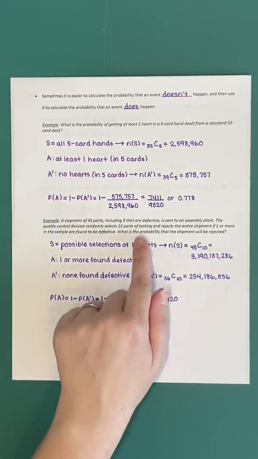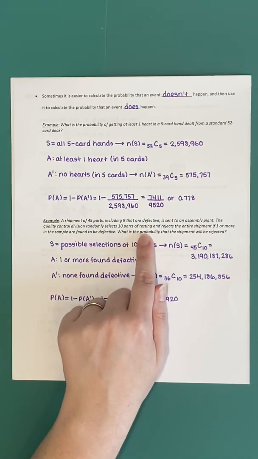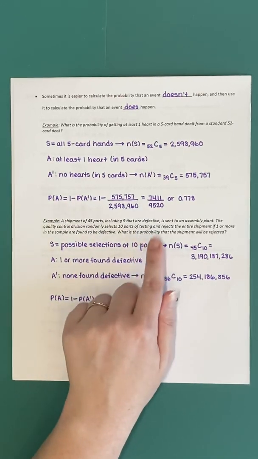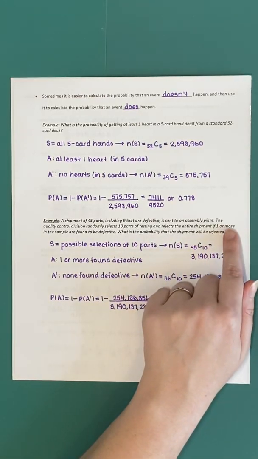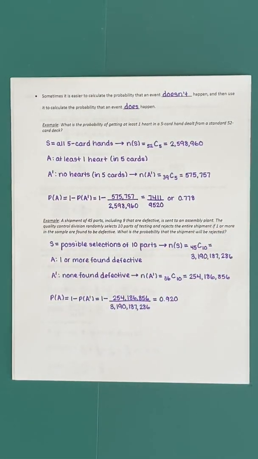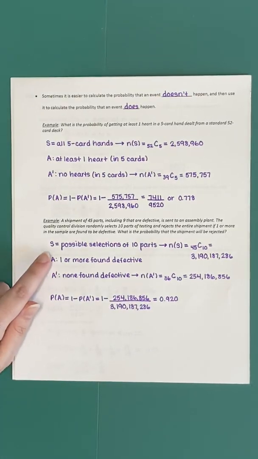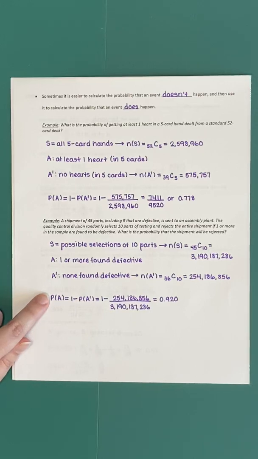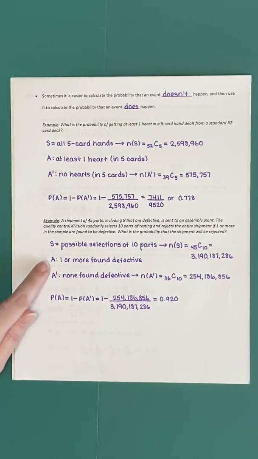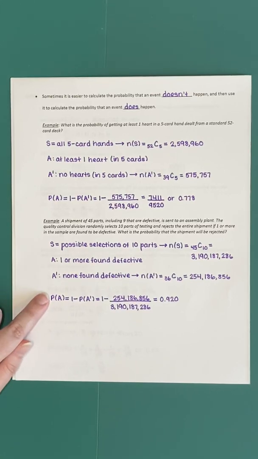The question is, what is the probability that the shipment will be rejected? In other words, what is the probability that we pick a sample where one or more parts are defective? Well, we decided we can't really calculate that directly just because that can look a bunch of different ways. But we can calculate the probability of the complement, and then we subtract 1 minus that probability, and that's going to give us the probability of that more complicated event that we can't calculate directly.